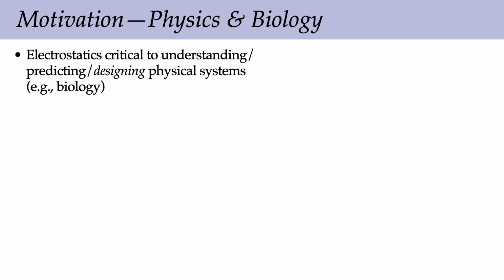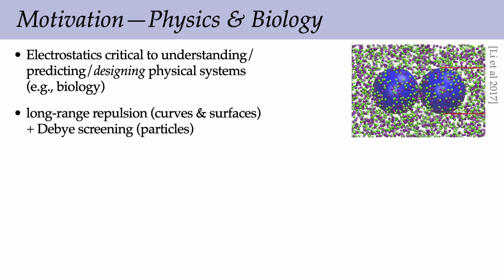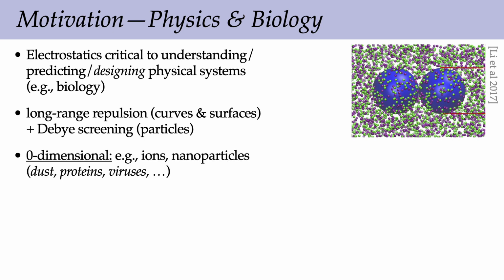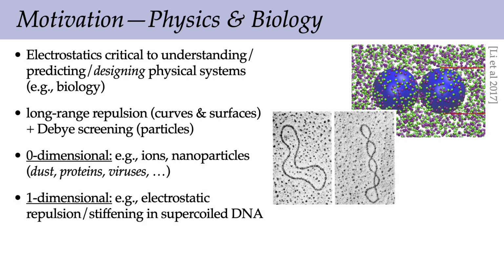So in microbiology, long-range interactions between membranes and proteins and so forth are mitigated by the electrostatic potential from ions in a process called Debye screening. And so you really need to think about repulsive phenomena of all different dimensions, right? You have zero-dimensional particles like dust and proteins and viruses. You have one-dimensional curve-like phenomena where repulsion has a significant effect like supercoiled DNA.